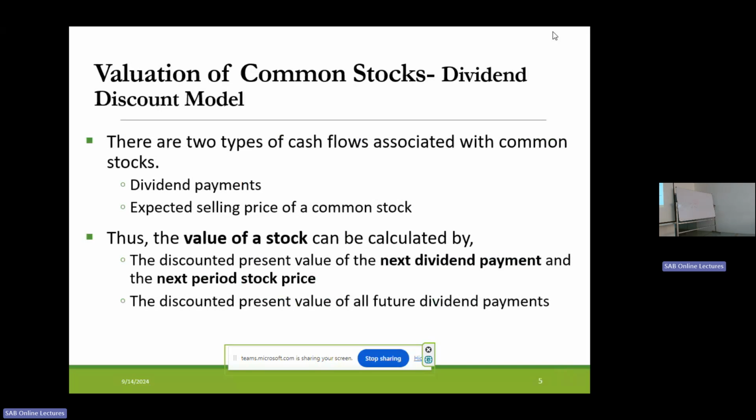The value of the stock can be calculated simply by discounting the expected next dividend and the expected selling price at the end of your holding period. That is one way. Also, you can calculate the intrinsic value, or the present value, of the equity share by discounting all future dividend payments, because for equity shares there is no maturity. As far as the company is there, you are getting some dividends. So you can consider these two scenarios: one is simply discounting the expected next period dividend and your selling price, and the other, if you are investing for a long period, is discounting all future dividend payments.